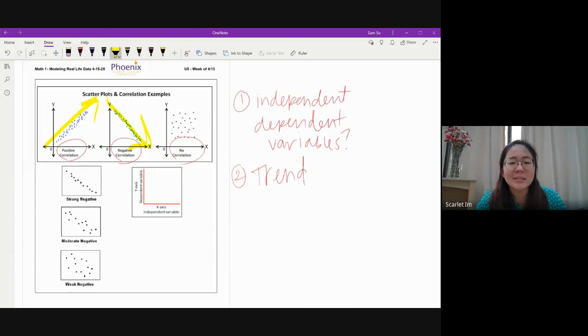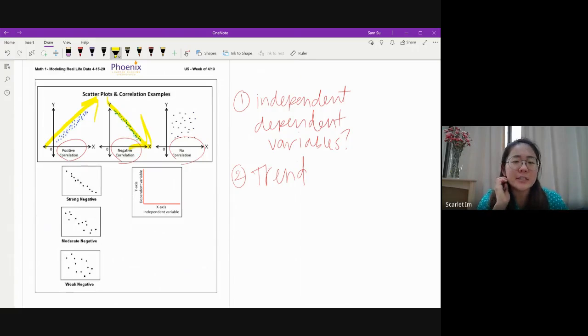And what that means is that as your independent variable increases, your dependent variable is also increasing for a positive correlation. When we're talking about a negative correlation, as your independent variable increases, your dependent variable is decreasing, meaning it's getting smaller. So that is the kind of relationship we're talking about.